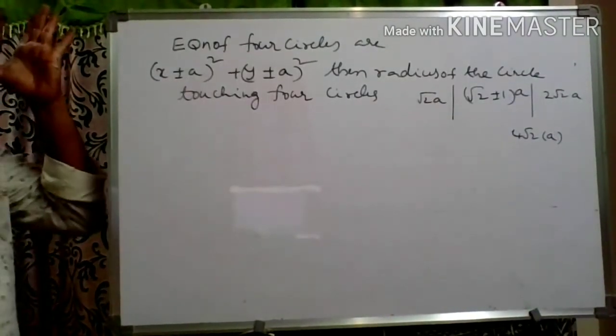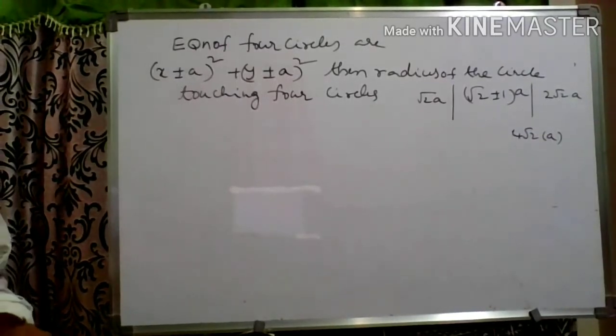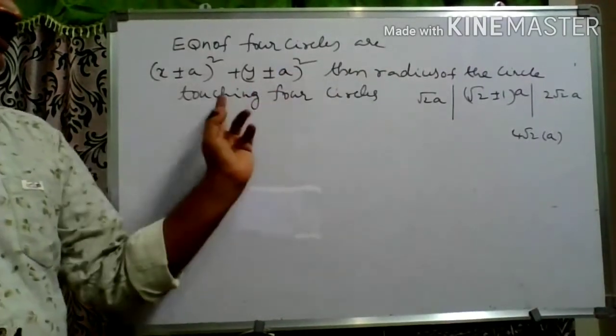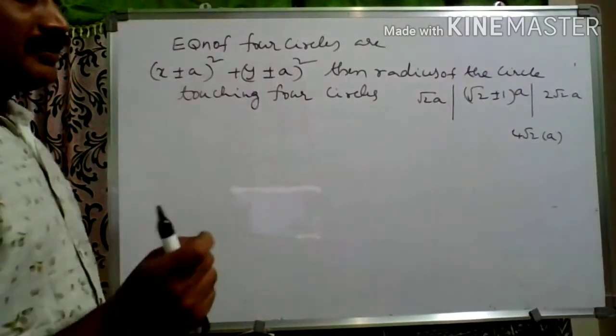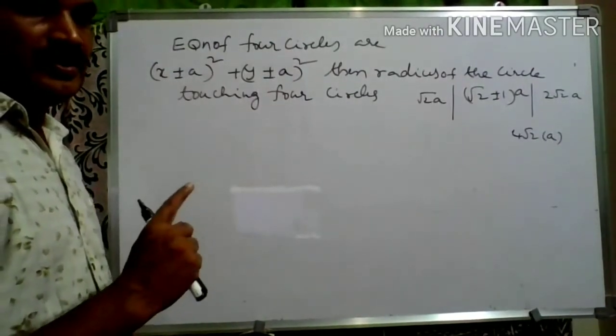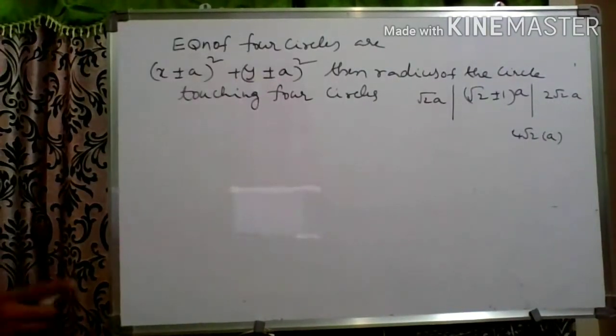Next, students, the equations of four circles are x plus or minus a whole square plus y plus or minus a whole square, then find the radius of the circle touching the four circles. In the first quadrant the center is a comma a, second quadrant minus a comma a, third quadrant minus a comma minus a, fourth quadrant a comma minus a.